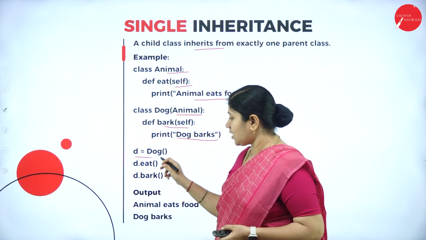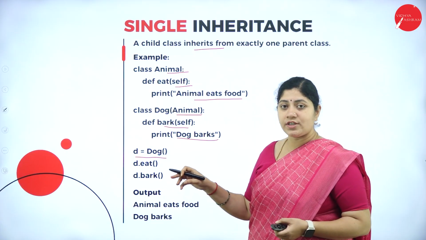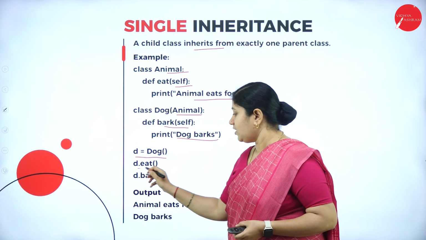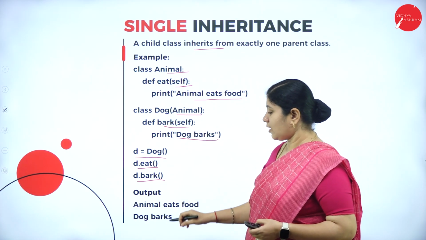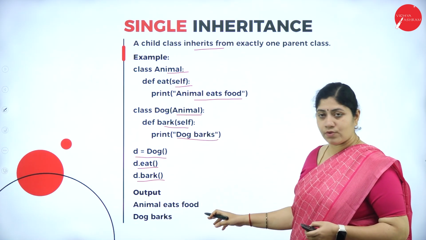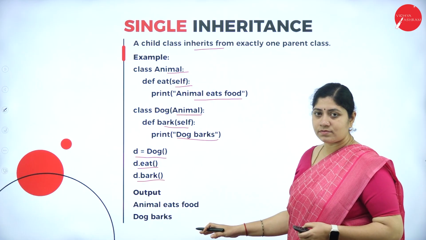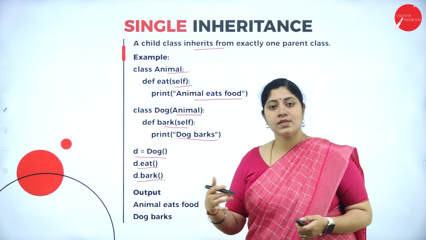Then finally D is allocated an object Dog(), then D.eat(), D.bark(). Thus, after execution of this program, at the output we will get "Dog eats food" and "Dog barks", right? So this is single inheritance.